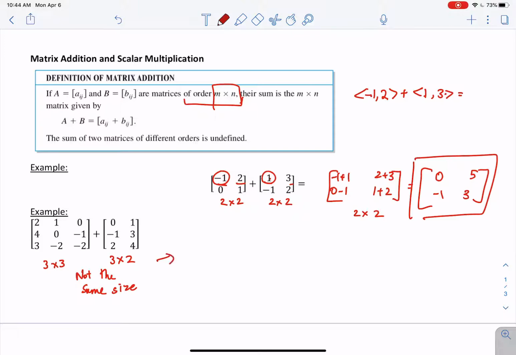And so this is undefined. You can't add matrices that are of different sizes. They have to be the same size because we need to have corresponding entries to add up. So when they're not the same size, we're not going to have every entry have a corresponding entry in the other matrix.